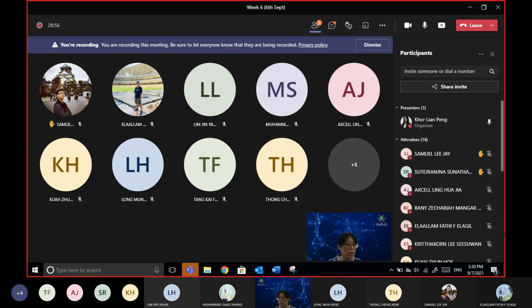You say you can't see the whole page. So maybe you should scroll to the left or right. If you still can't see, then maybe you liaise with me in the personal chat.